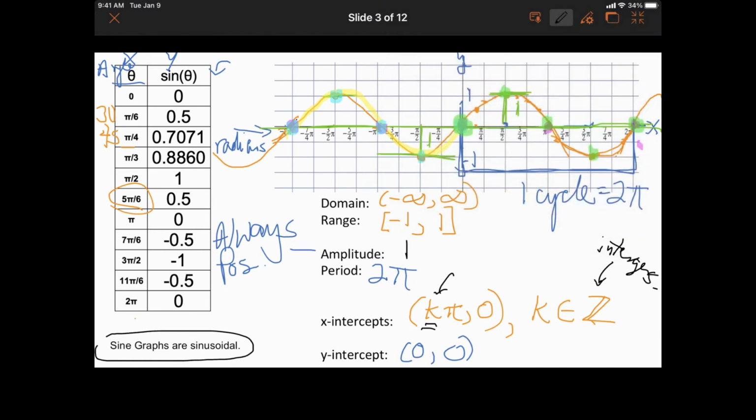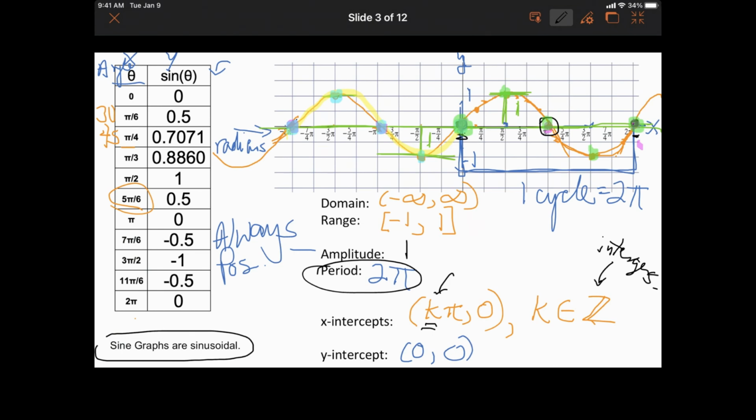The first and the last point will always be defined by the period. So it starts at 0 and will end at 2 pi. And it will always be at 0 unless we shift, and we will, but this is just for the parent graph. The middle point is halfway between that. So if your period is 2 pi, the halfway would be pi. If your period was 4 pi, the halfway mark would be 2 pi.